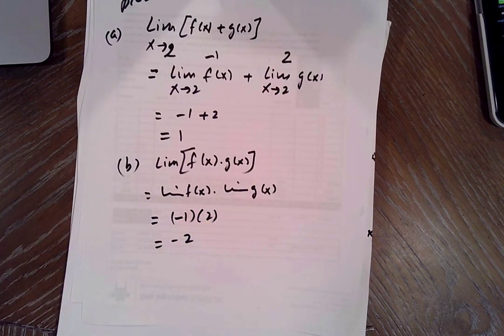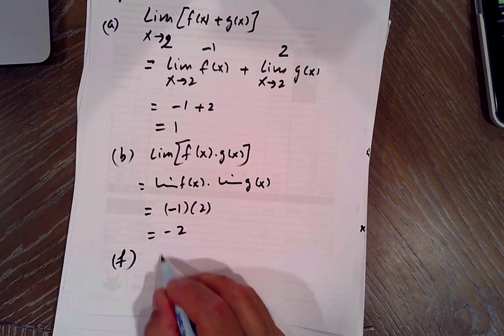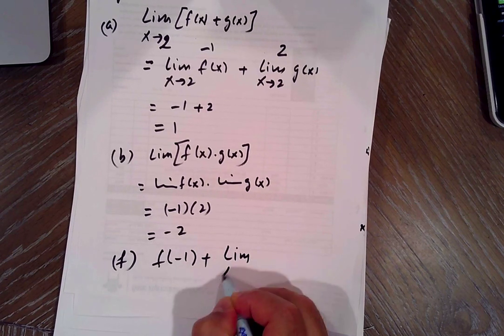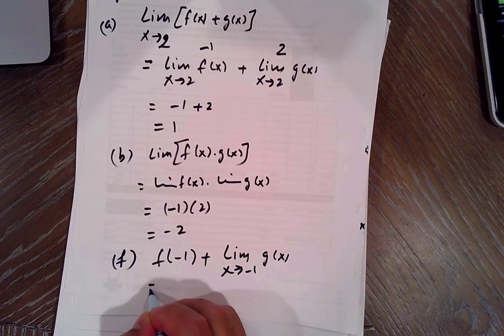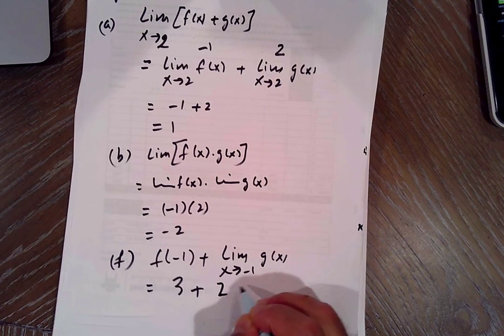Okay, so for D you divide. For F, let's do it a little differently. What's f of -1 plus the limit as x goes to -1 of g of x? Well, you can look at the graph, f of -1 is 3, and the limit of g of x as x goes to -1 is 2. 3 plus 2 is 5.